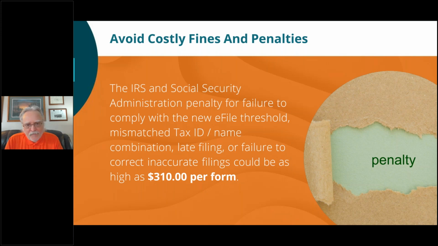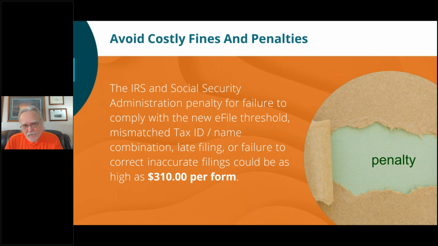If you don't file electronically when you're required to, of course, we all know that this year that number went down from the 250 that we've all been used to, to 10. And that's a total of 10 W-2s, 1099s, and ACAs all together. So virtually every business that's filing year-end reports is doing them electronically now. If you fail to do that, that can be a penalty this year.